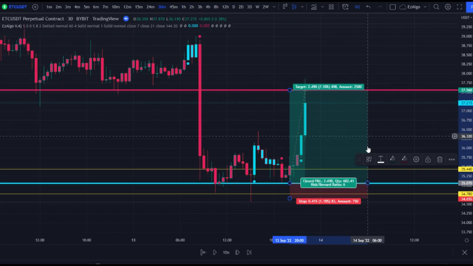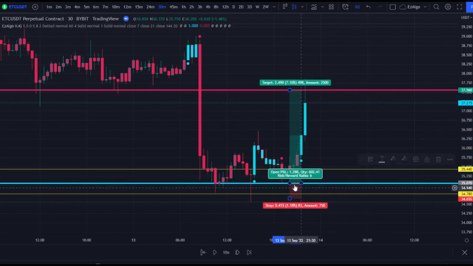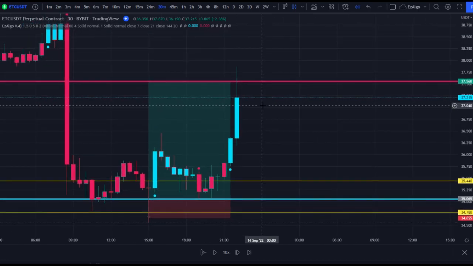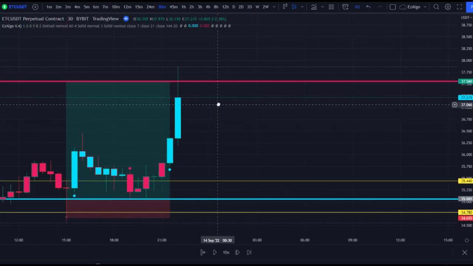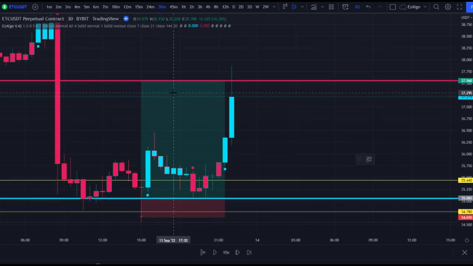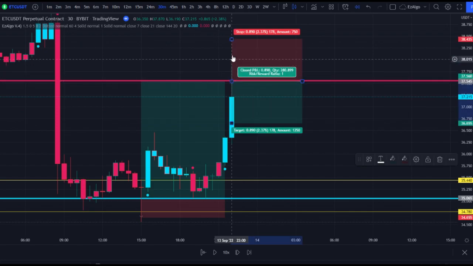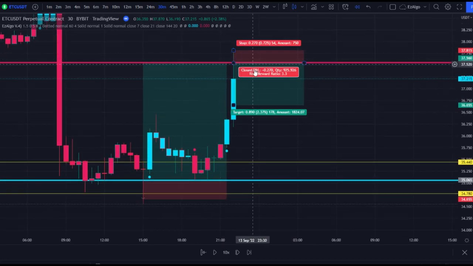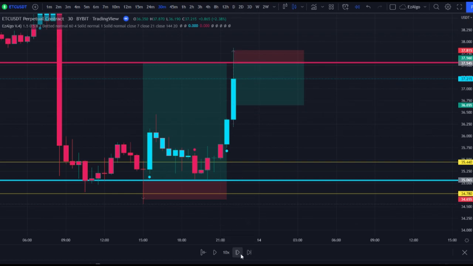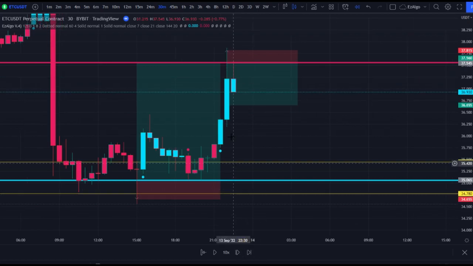We caught that whole move, and not only did we catch that whole move, we also had a swing failure of this EzAlgo level. On the 1 hour time frame, we're entering the short position right there. Right? That's where we're entering the short position. Let's see what happens. Stop loss is already at break even. Maybe you got stopped out. Maybe you're still in it.